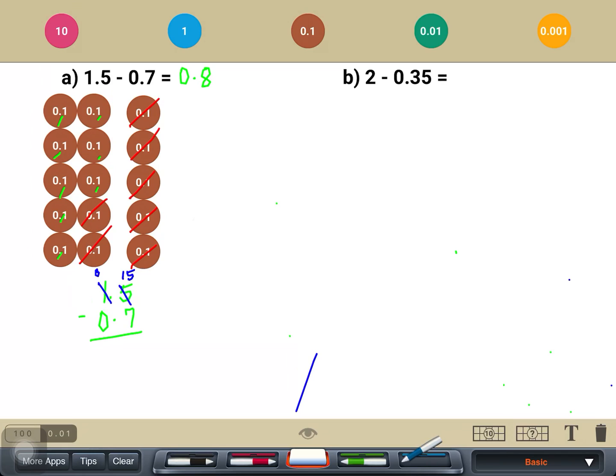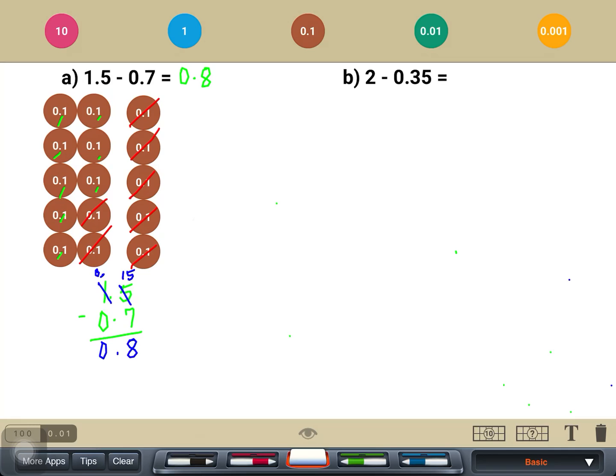So 15/10 minus 7/10 will give you 8/10. Okay, and since I regrouped, I only have 0 in the ones place, so that will be 0. Alright, so that's how we do letter A. Let's now have letter B.